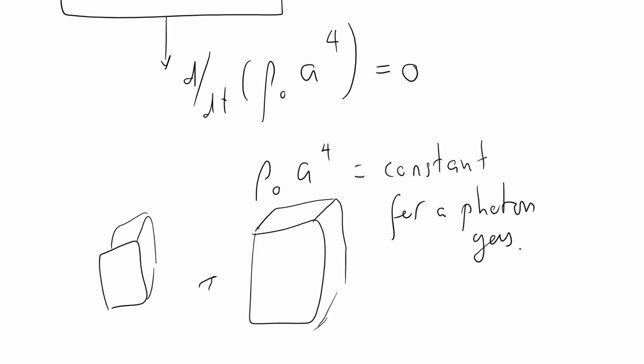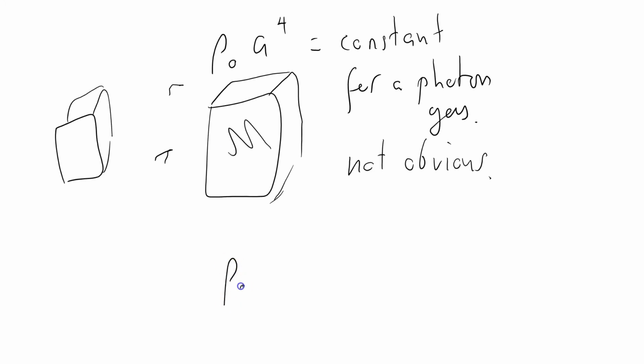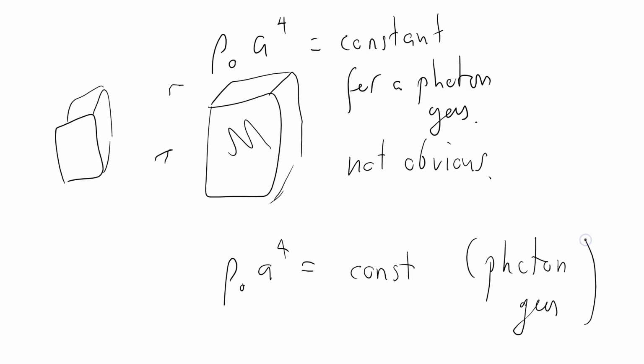So this is a kind of classical result, but again, it takes work to derive it, and that work is a clue that it is a non-obvious equation. This is not obvious because it's got density, and the density has got gravitational interaction between the inside and the outside of our little control volume, and it's not obvious how that gravitational interaction is going to affect your equation of state. Nevertheless, we've got this nice little equation that rho 0 a to the 4 equals a constant for a photon gas, which is beautiful. I'm going to stop there.